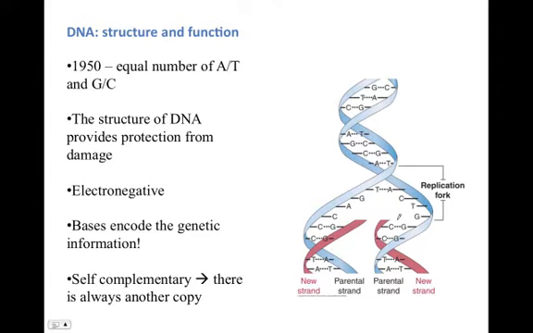The structure of DNA in this double helix provides protection for the bases. Remember, the bases are what encodes our genetic information, and it is necessary to maintain a pristine copy to ensure genetic stability. The strands are also self-complementary, and replication of DNA is semi-conservative such that there is always a parental strand and a new strand. Consequently, genetic information is highly conserved.